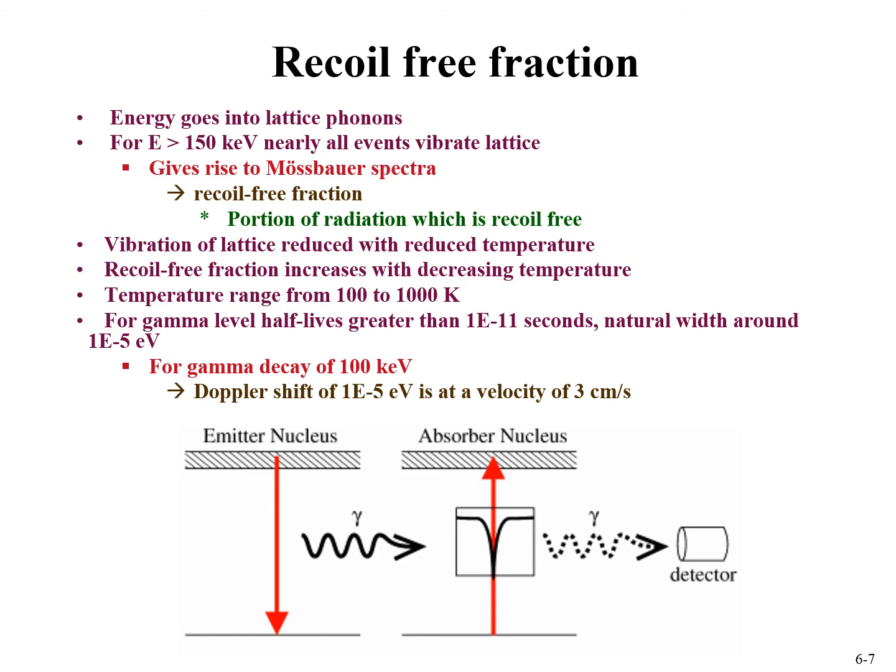Some of the experimental methods that are useful for Moessbauer spectroscopy include reduced temperature, because then the vibrational lattice reduces and the recoil-free fraction increases. So temperatures are usually pretty small. And if the gamma level half-lives are greater than 10 to the minus 11 seconds, this width is around 10 to the minus 5 eV, which can actually be achieved, this Doppler shift, at around 3 centimeters per second.